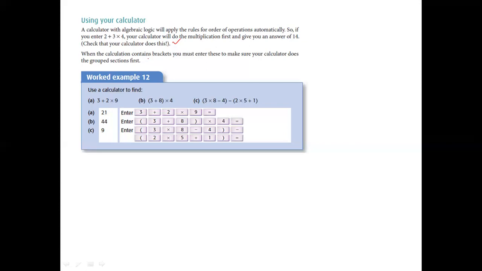When the calculation contains brackets, you must enter these to make your calculator do the grouped section first. Use the calculator to find, first of all, 3 plus 2 times 9, then the correct answer must be 21. 2 times 9 is 18 plus 3 is 21. And here, first of all, open the brackets. 3 plus 8 is 11 times 4 is 44.